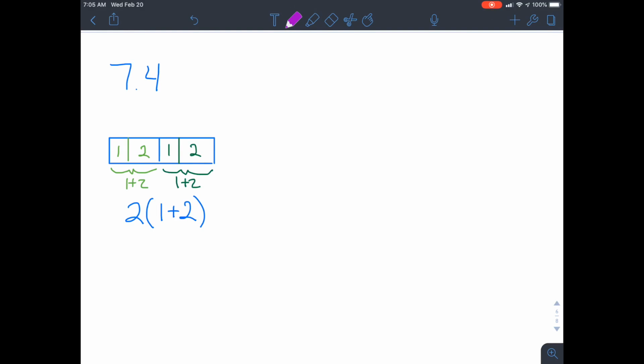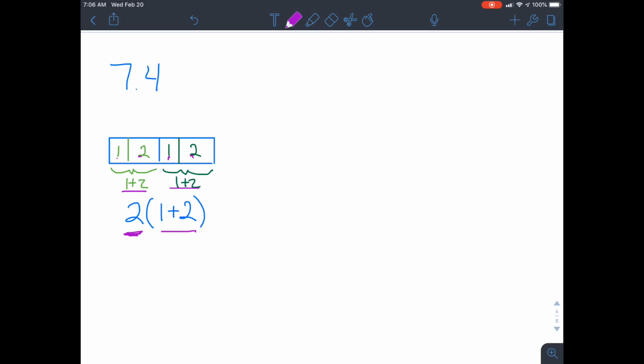This is 7.4. Here you'll see our diagram. We have 1 plus 2 plus 1 plus 2 in our bar model. We've seen this kind of thing a lot. So down here, I put 1 plus 2 and then 1 plus 2 again. We have 1 plus 2 two times in this bar model. And so we can write it as 2 times 1 plus 2.